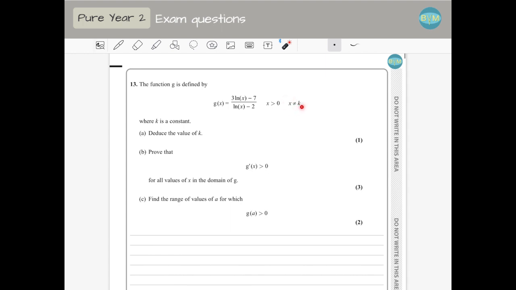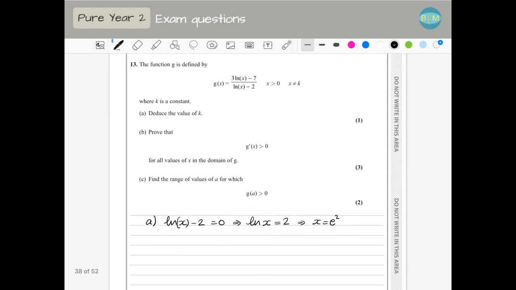So x cannot be k, it's going to come from here. The denominator cannot be 0 because the function wouldn't be defined. So we are going to make this equal to 0, and that will be the value of k. So ln x minus 2 equal to 0 would mean that ln x is going to be 2, which means x is e squared. So if x is e squared, this denominator would be 0, which cannot happen. So that's why k is going to be e squared.